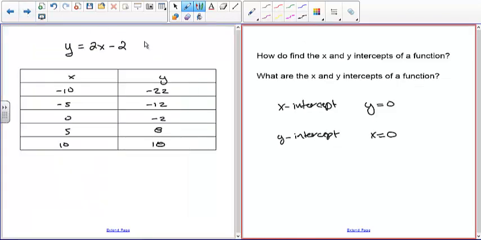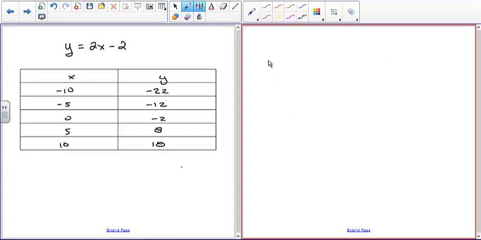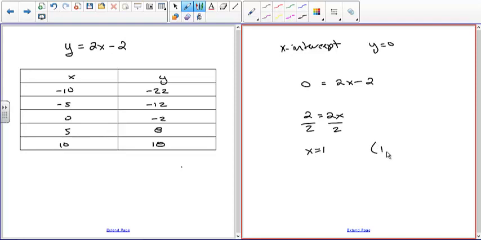So we use those two facts to figure out what the x and y-intercepts are. Let's go back to the problem we just did. If I want to find the x-intercept, I'm going to set y equal to 0. So I'll go to my equation and instead of y, I'll put in 0. If we solve this for x, you move this to the other side. It becomes positive 2. Divide both sides by 2. You get x equals 1. So the coordinates of the x-intercept are x equals 1, y equals 0.